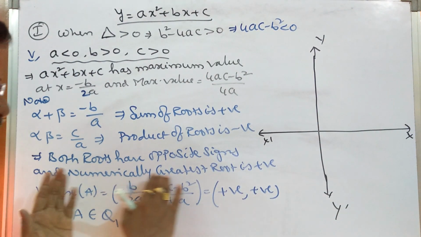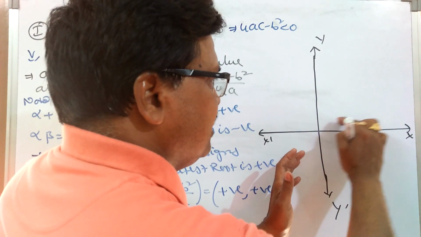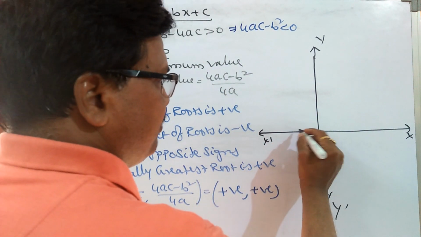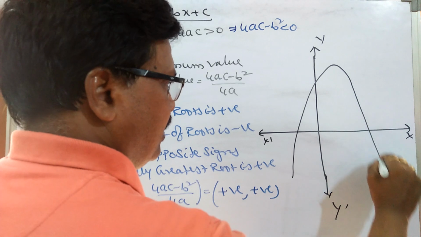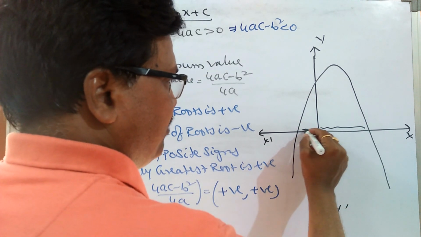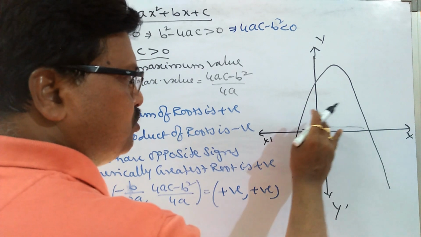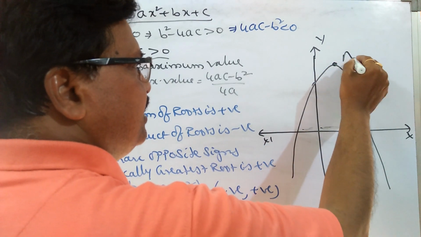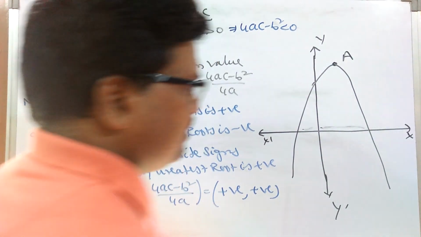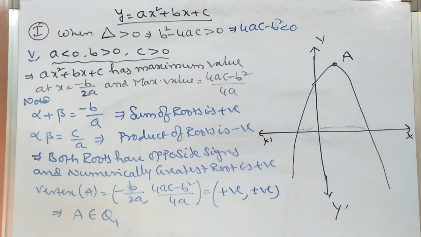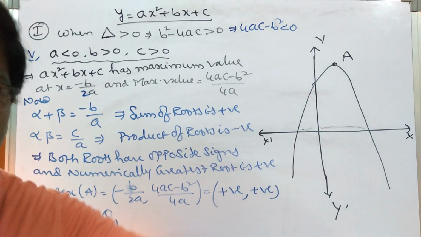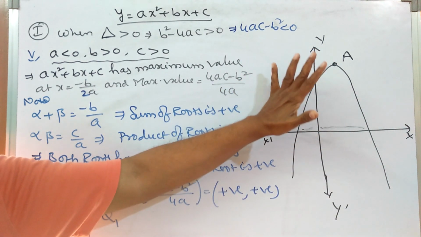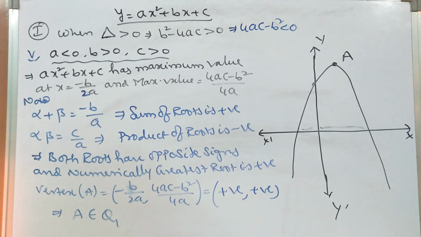And what are you saying? The numerically greatest root is positive, which means this side has the maximum distance when compared with this distance. So the graph will be like this. This distance is greatest when compared with this distance, because the numerically greatest root is positive. And one more thing, A lies in the first quadrant, that means the vertex lies in the first quadrant. This is the graph. And one more thing, A is less than 0, which means maximum value. The curve has its maximum value at A. So this is called a downward parabola.